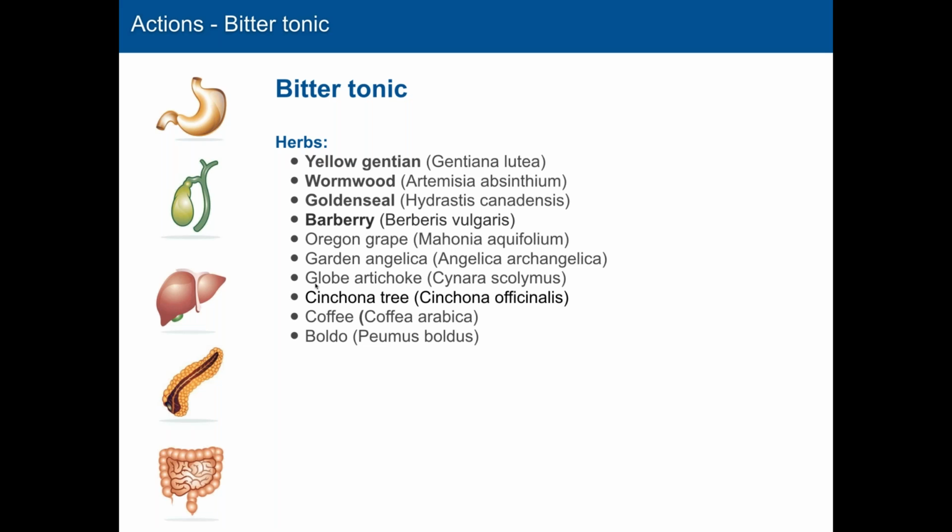Occasionally it's in my formulas. Globe artichoke, it's not that bitter tasting compared to yellow gentian, but it definitely has these bitter compounds in it. And it will be used. Cinchona tree, again, quinine, which is in tonic water, comes from cinchona tree. So I've never used cinchona tree or quinine bark, which has a number of different names, as a herb, but I've drank tonic water quite a bit.